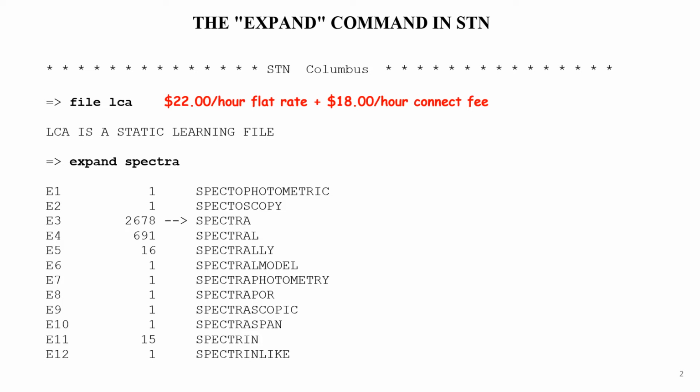When you do an expand on any term, you enter what's called the dictionary file. The technical word for it is the inverted file. It shows every word in alphabetical order in the database. By doing this, you could decide what kind of wildcard you want to use. Do you want to use Spectra just by itself, or do you want to take all these different variations of it?